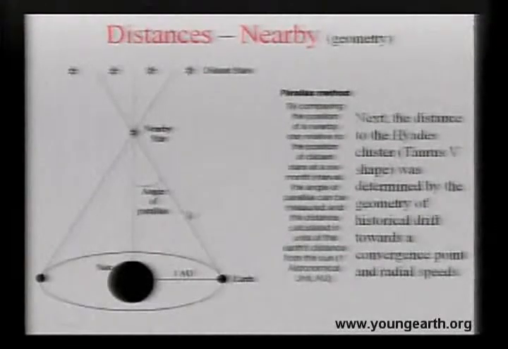The next thing is for farther out, we do have a Hyades cluster in the Taurus constellation, sort of a V shape of stars out there. And the distance is determined by the geometry of the historical drift towards the convergence point and the radial speeds. By matching those parameters, we can figure out how far away that cluster is located. Again, this is basically geometry.